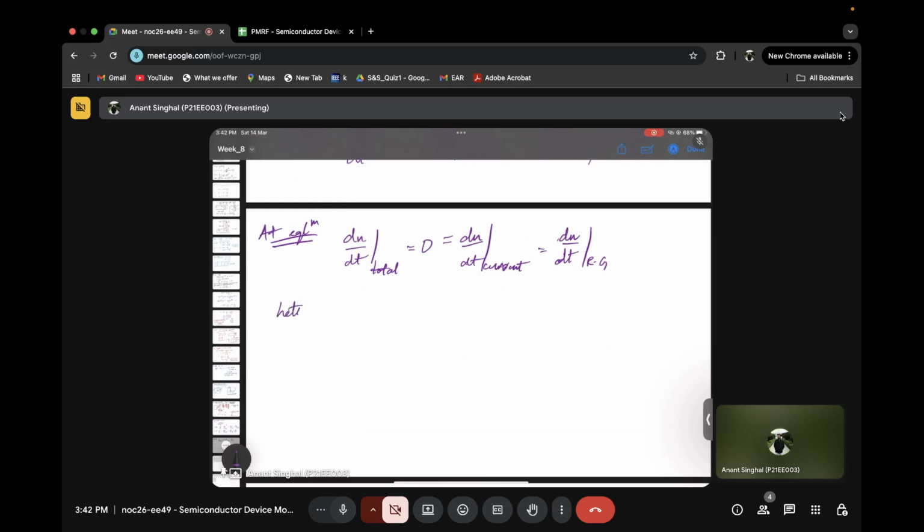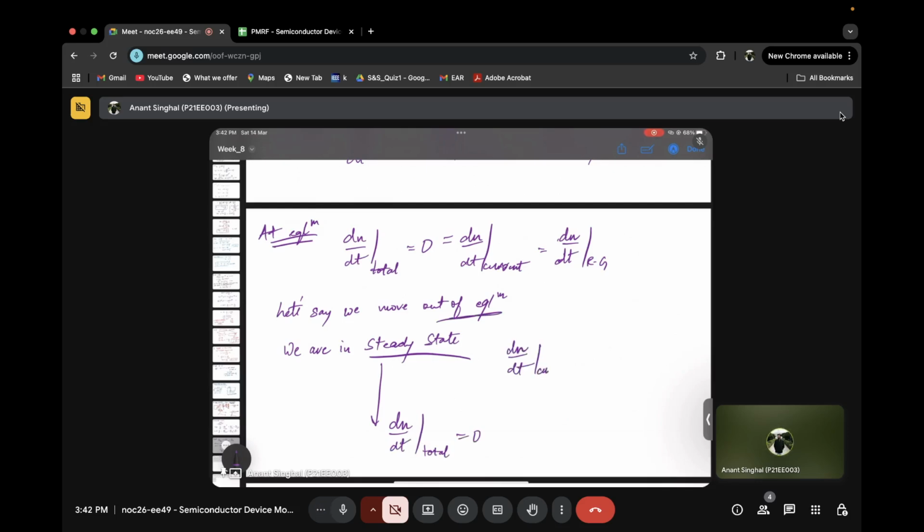So let's say we move out of equilibrium. So what will happen? And one more thing I'm trying to emphasize here is that we are in steady state. So can anyone tell what steady state is? Yeah, so no change with respect to time is what we know as steady state. So by steady state, we can clearly see that the dN by dt total would be zero. Since we are out of equilibrium, there could be a non-zero component of current or recombination generation. But since we are at steady state, the overall total change with respect to time will be zero. This is the main point that you need to emphasize.